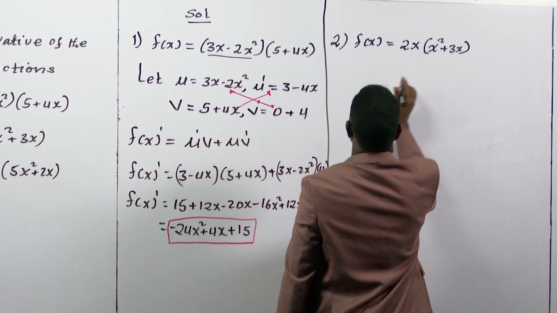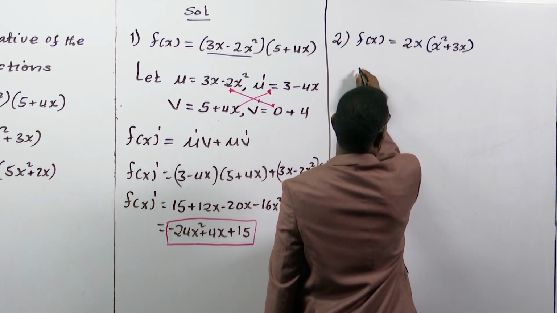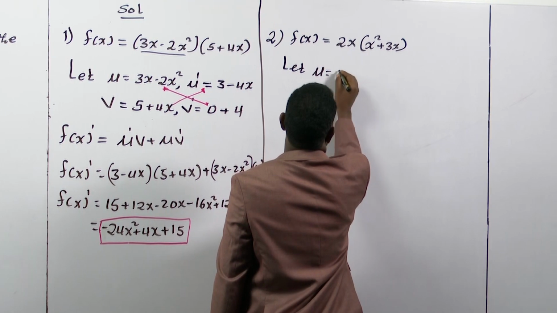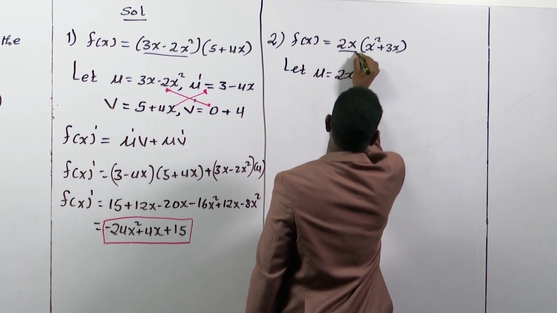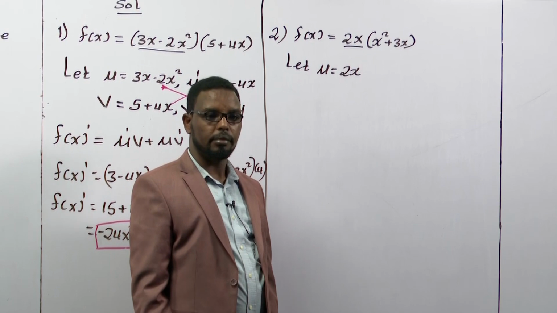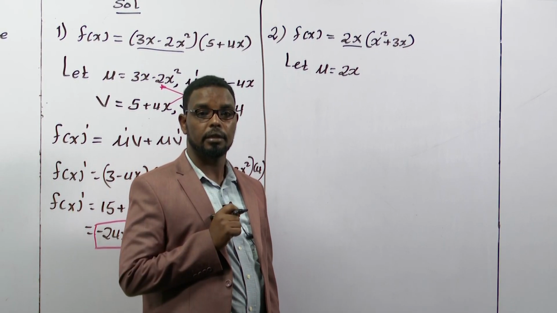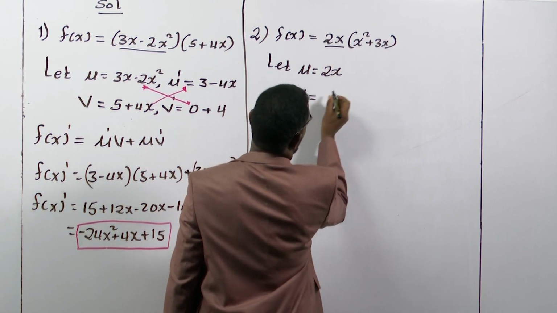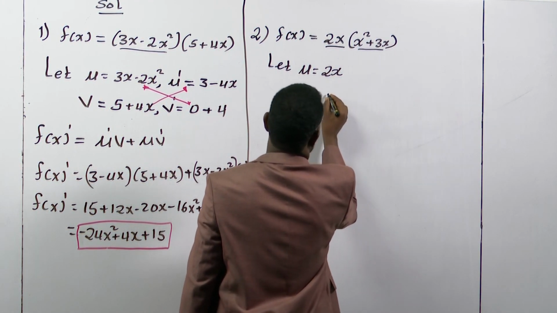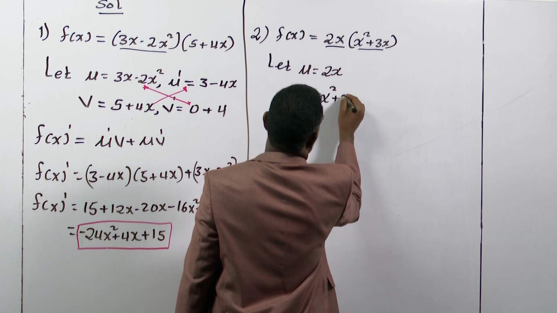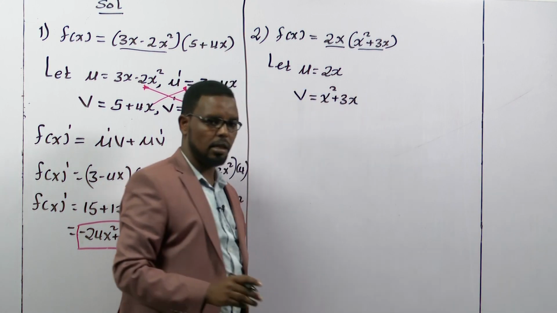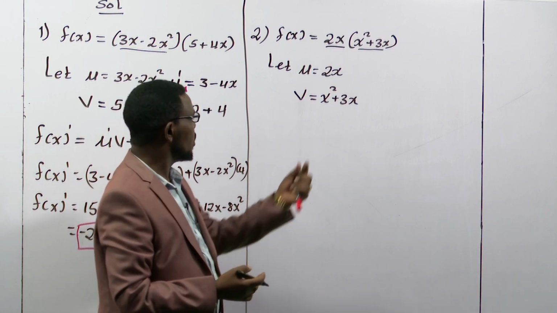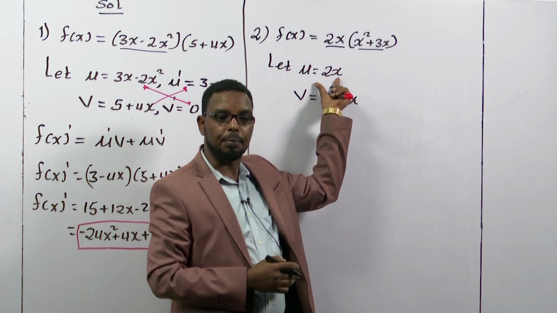The first step will be what? Let u be equal to what? 2x. This is u. And phi will be what? Phi is equal to the second function, x squared plus 3x. That's the first step. The second step, we find the prime of this one.